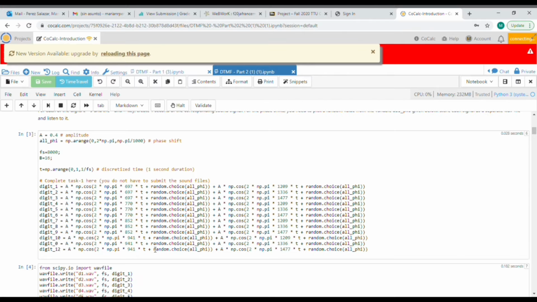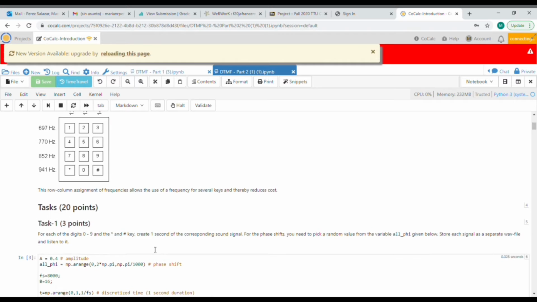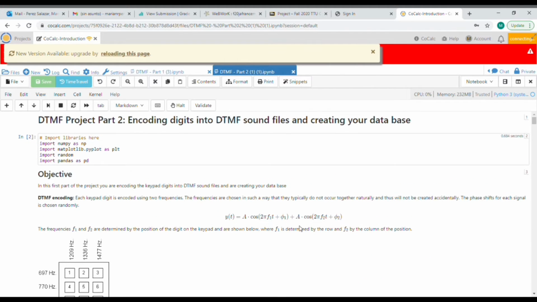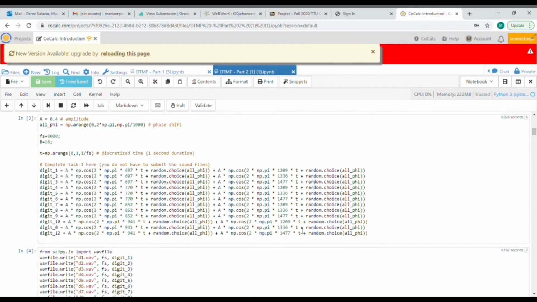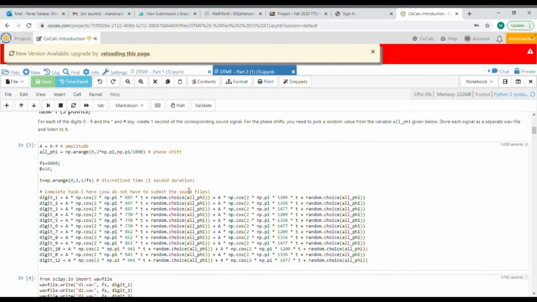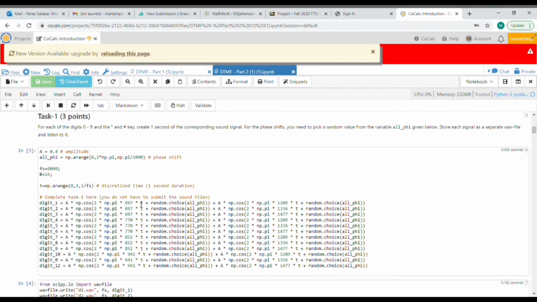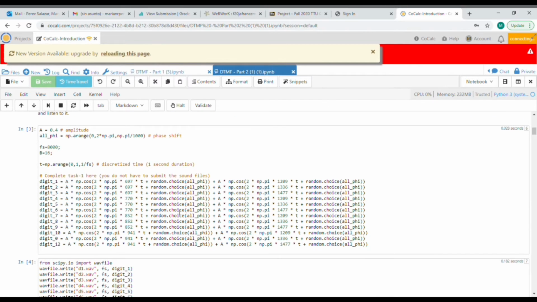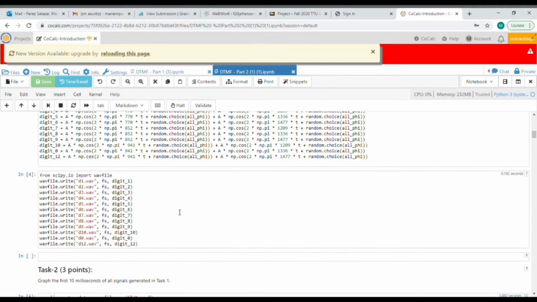and the same amplitude. We were given the amplitude, phase shift, sampling frequency, and bits, also the time, and for the frequencies we had to use both that corresponded to each digit, as we were given in the row column assignment. But for the phase shift, we had to give random values to each digit, so I used the random choice function. After defining each digit, the task stated that we had to create tones for each of them separately and listen to them.